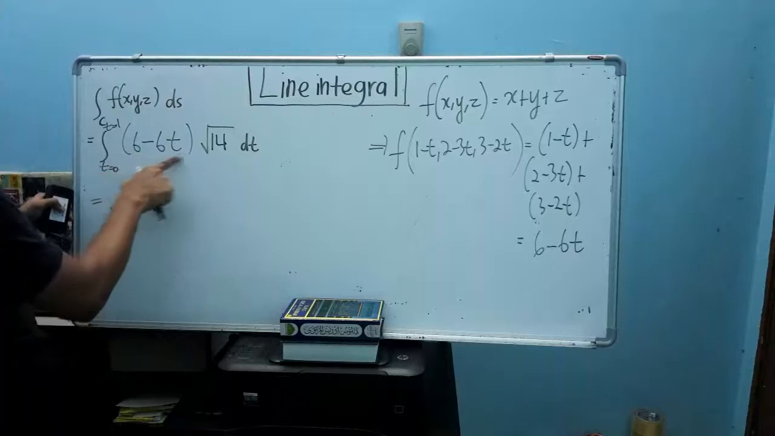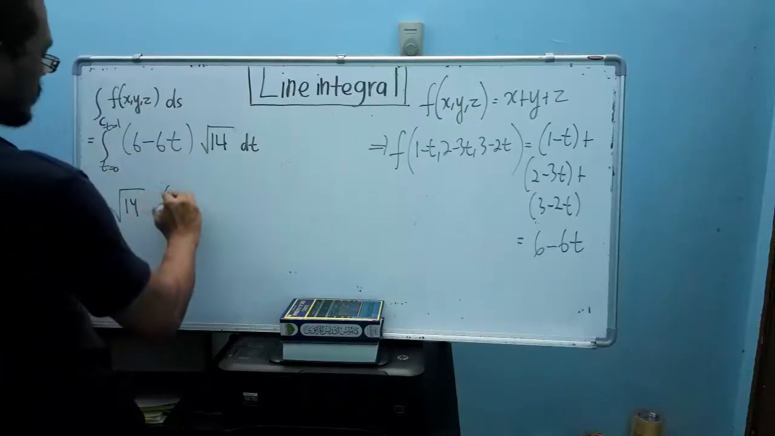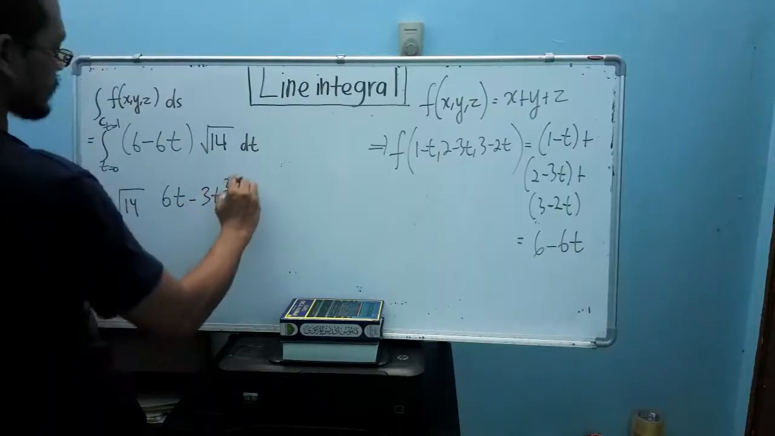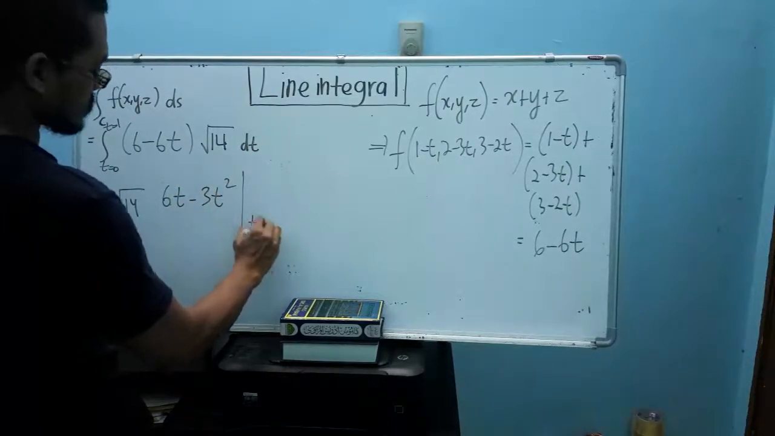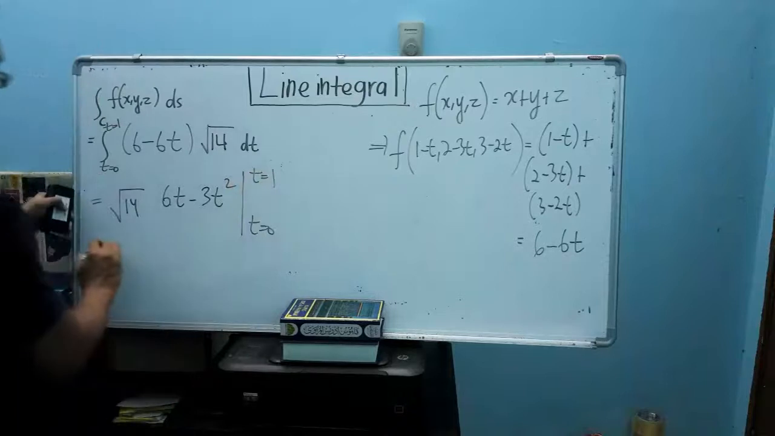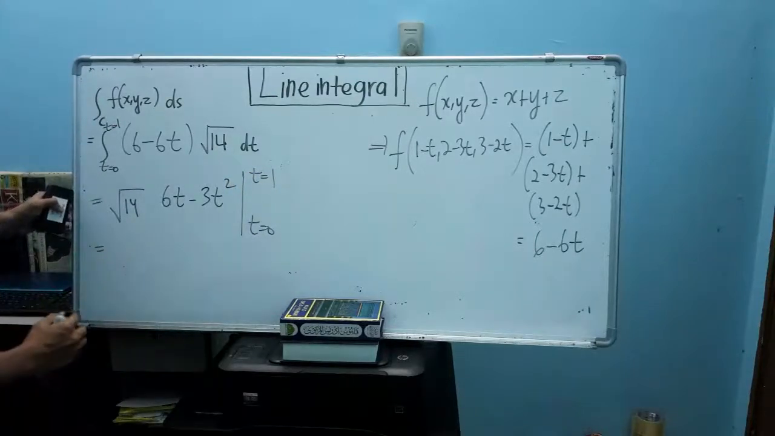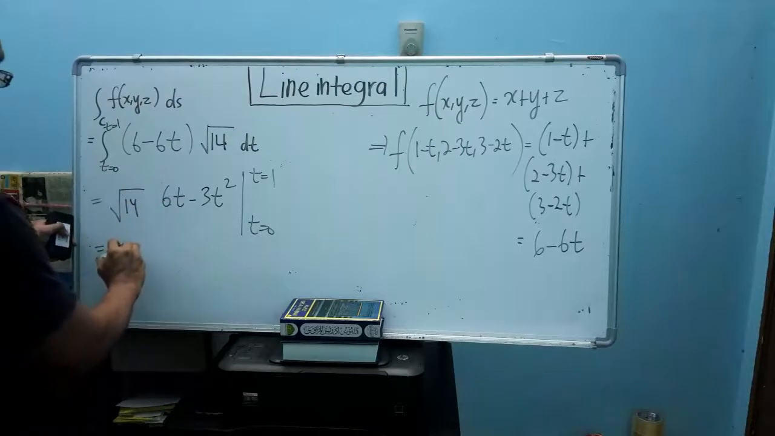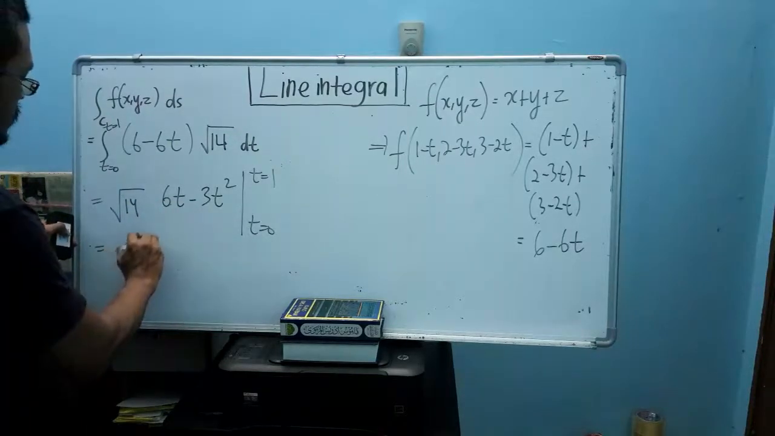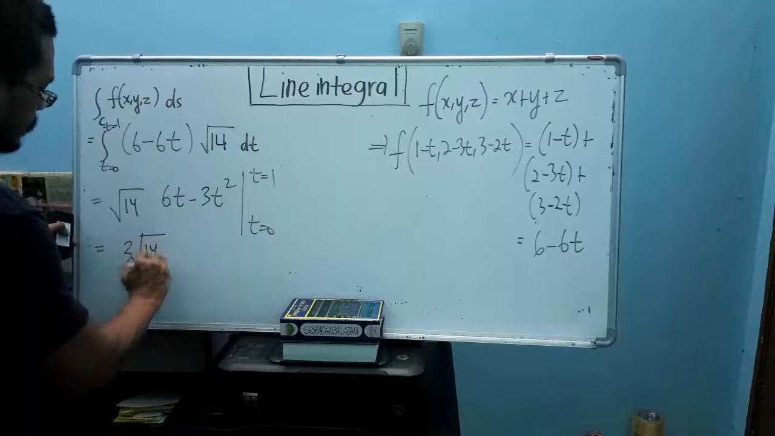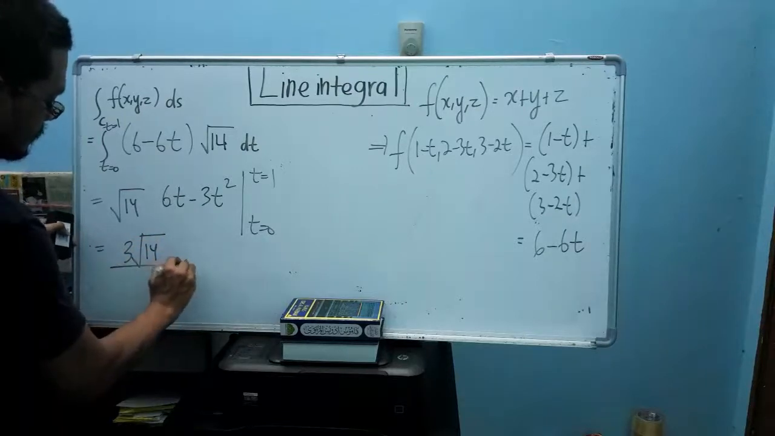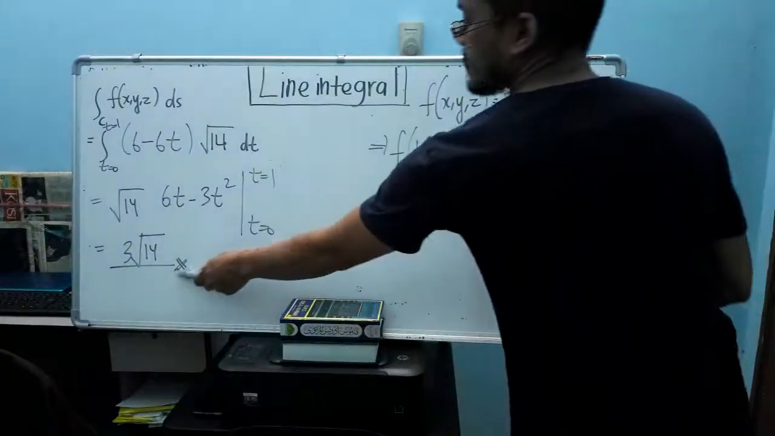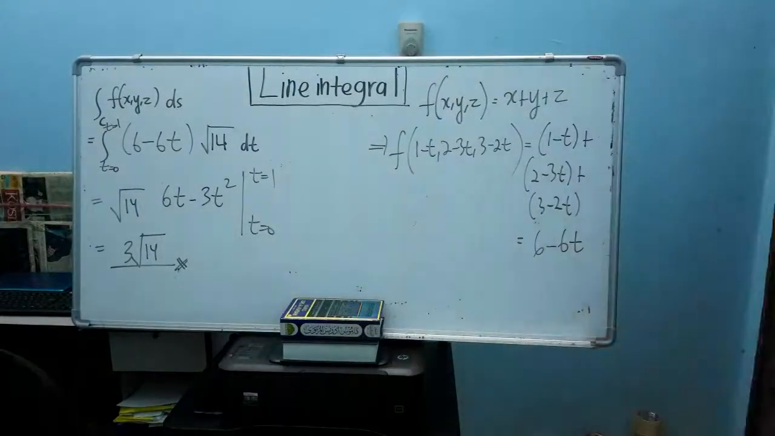So we integrate this with respect to t. I will have 6t minus 3t squared, with t equals 0 to t equals 1. Then the last answer, I will have 6 minus 3, so I will have 3 times the square root of 14. So this is the value of your line integral.